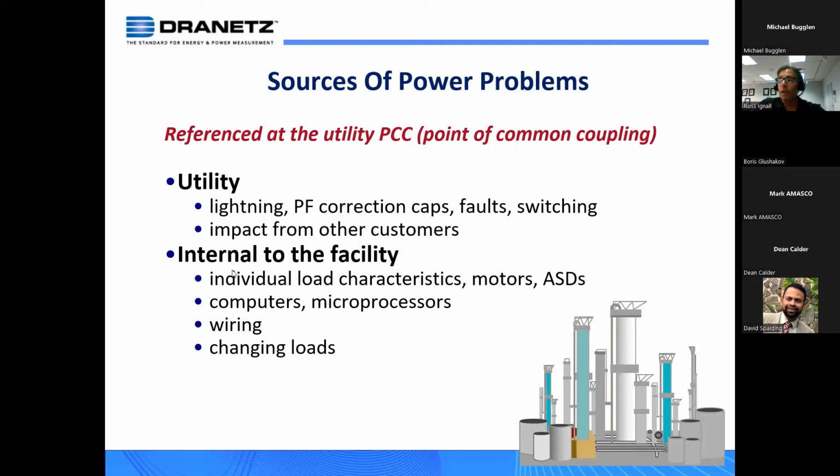Well, internal to the facility, we have individual loads, motors, adjustable speed drives. I just got off the Zoom this morning with a customer in Texas who's got concerns about adjustable speed drives and their susceptibility to some power issues that they're having. Anything that's computer-based, microprocessor-based, whether it be just computers or PLCs or anything controlled, can have susceptibility to power quality issues. Wiring problems, changing loads. So really a lot of stuff can happen. But again, knowing where it happens is extremely important, looking at the point of common coupling. Upstream from that point is the utility's responsibility, typically. Downstream is your own responsibility or whoever owns the facility.